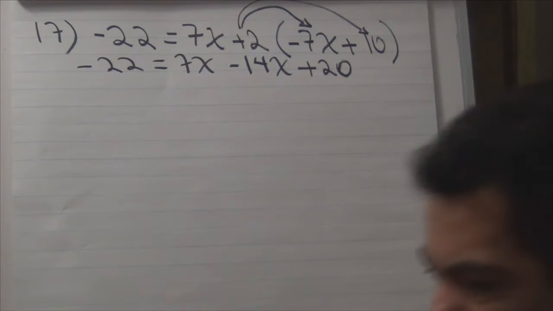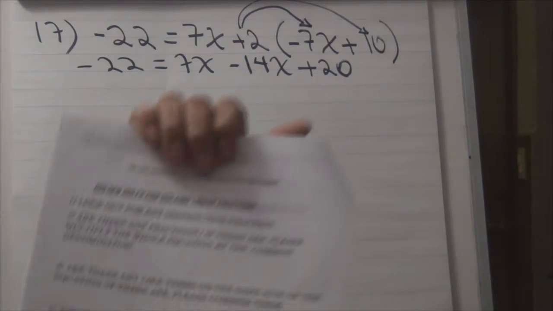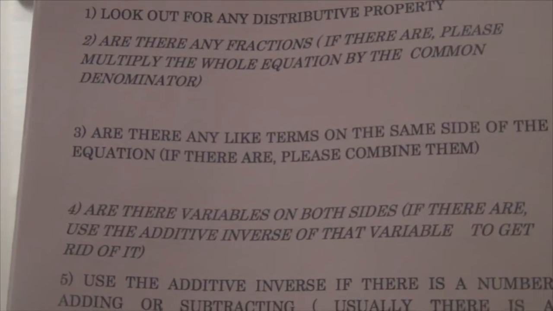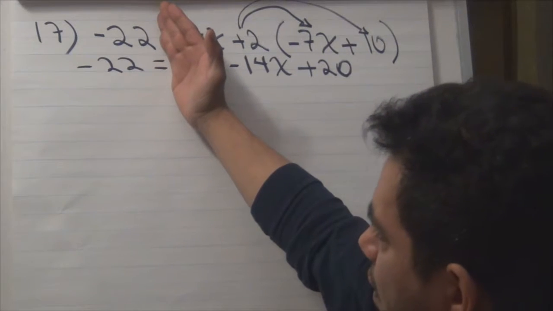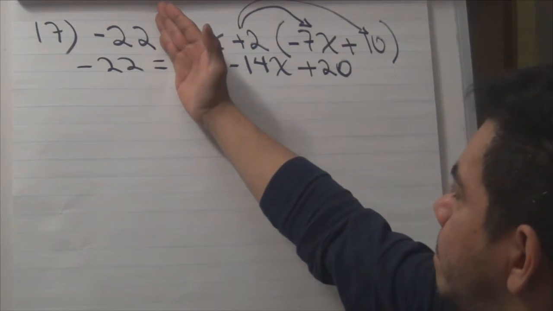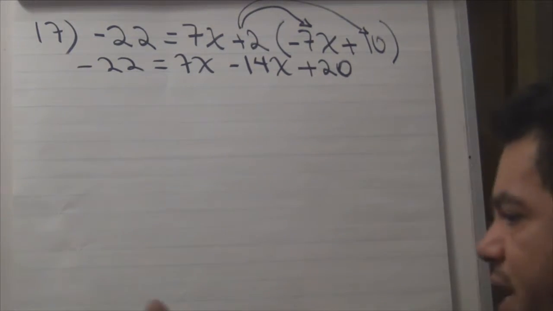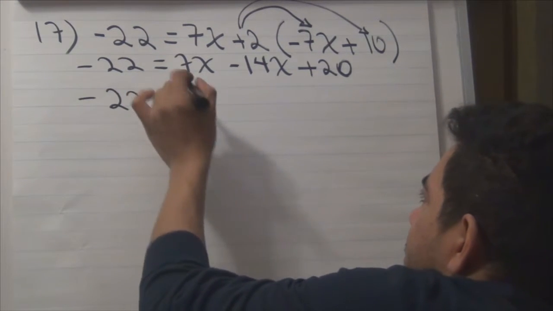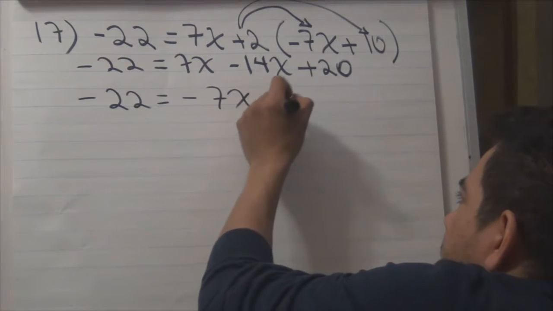So then, what was the next rule after that? Well, it says, are there like terms on the same side of the equation? Look, are there like terms on the same side of the equation? Yes, like terms on the same side. So let's combine them. So I have negative 22 equaling 7x minus 14x is negative 7x, and then plus 20.